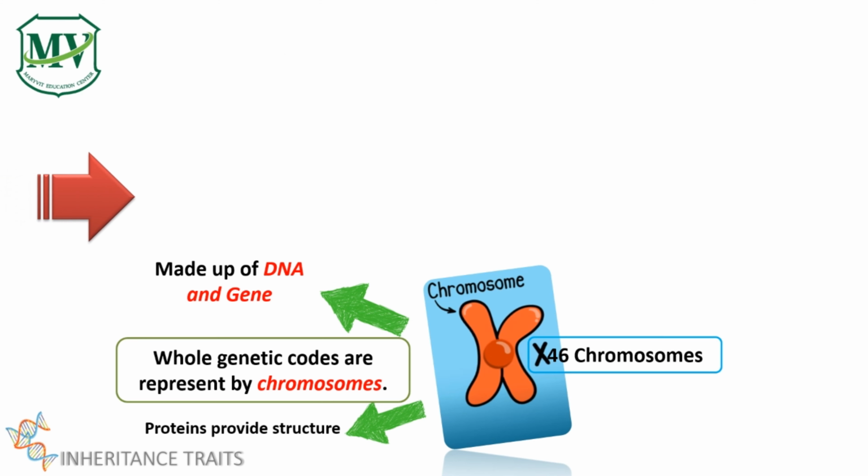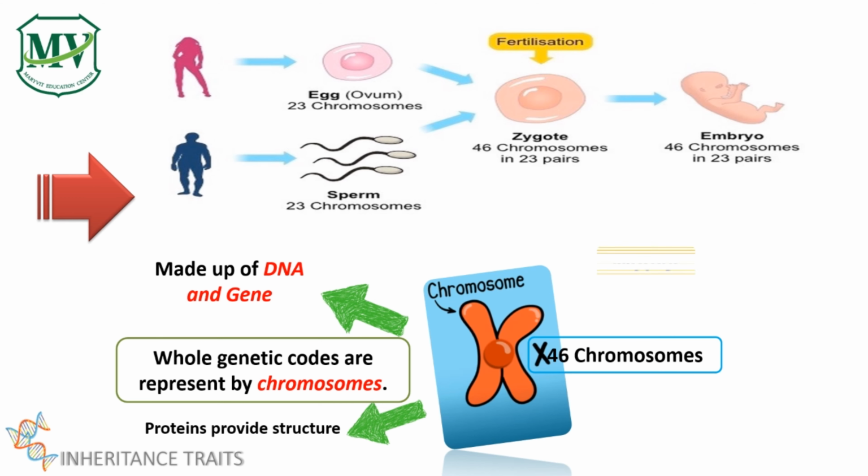You inherit 23 chromosomes from your mother and then 23 chromosomes from your father. That will result in the diploid number of 46 chromosomes, with 23 pairs. Each pair has one chromosome from your mother and the other one from your father.